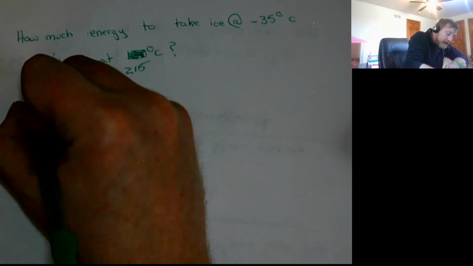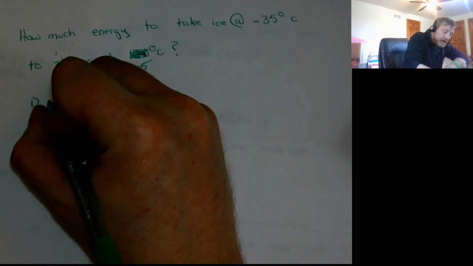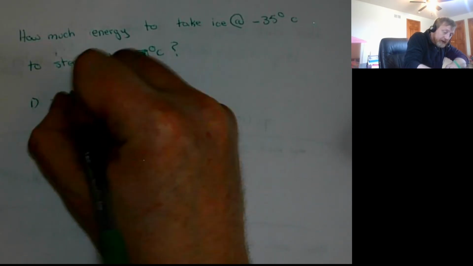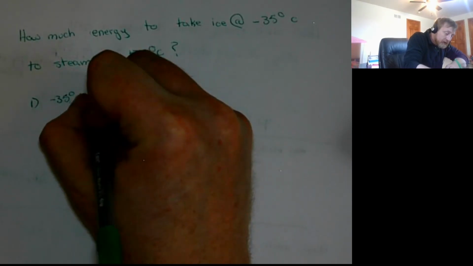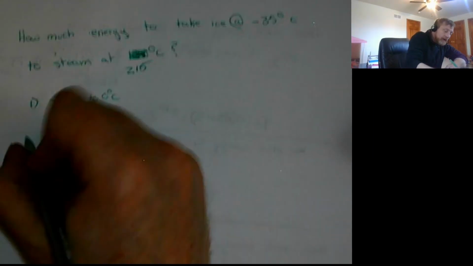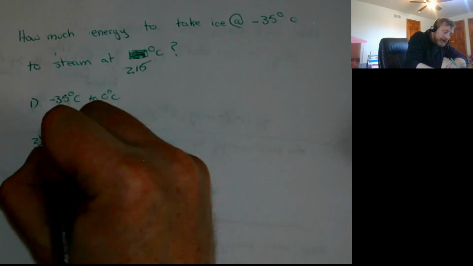Well, first, we need to raise the temperature of this ice from negative 35 degrees Celsius to 0 degrees Celsius so that we can melt it. Then we need to melt it.